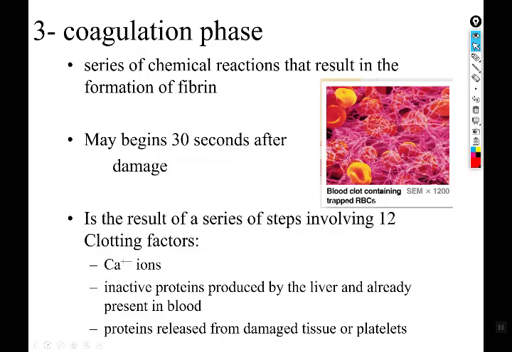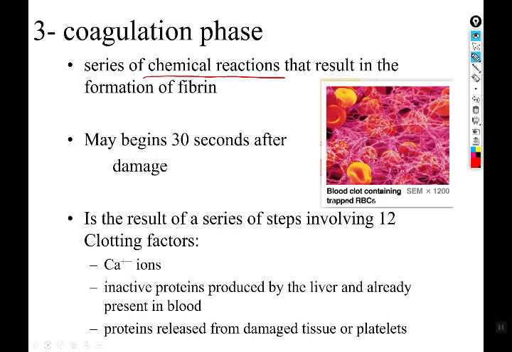So the coagulation phase is the extrinsic and intrinsic pathways combined. So we call these just a series of chemical reactions. So typically it's the conversion of thing A into thing B, and then the conversion of thing B into thing C, and so forth, until you eventually turn fibrinogen, which is soluble in plasma, into fibrin, which is not. Depending on the extent of the damage and the state of the plasma proteins, this may begin as soon as 30 seconds after the damage, not always though.